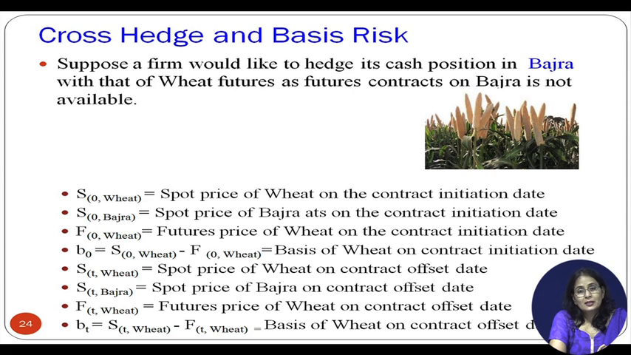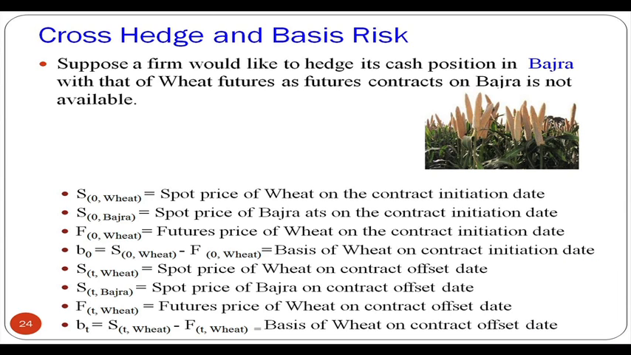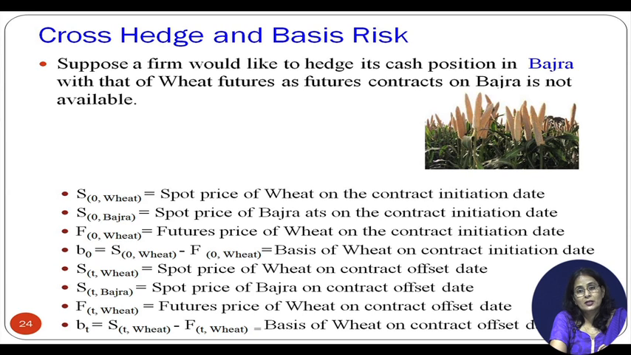So let's spend a couple of minutes on what is mentioned here. You have a spot price. S0 wheat is the spot price prevailing on the contract initiation date. S0 bajra is the spot price of bajra on the contract initiation date. F0 is the wheat futures price on the contract initiation date. ST is the wheat spot price on the contract squaring off date. ST bajra is the spot price of bajra on the contract squaring off date. FT is the futures price of wheat on the contract offset date. Accordingly, you have two bases, based on the price difference between the spot price of wheat and the futures price of wheat on the contract initiation date and the contract offset date. So you have B0 and BT.